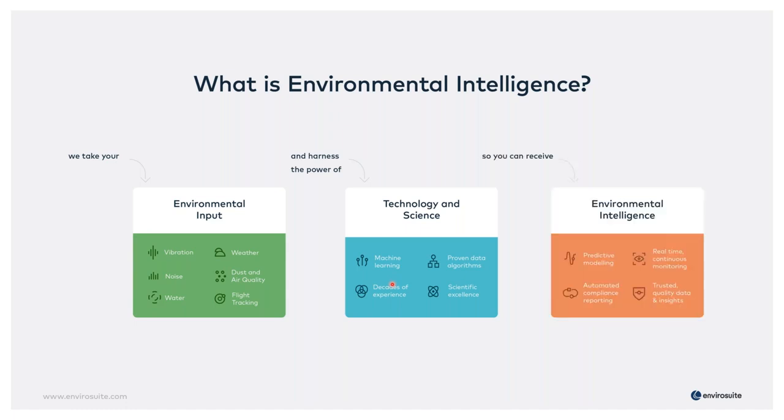And then finally, once we've got all this big data in the cloud, we use real-time continuous monitoring alongside our predictive modeling to provide you with quality data insights that you can trust in parallel with automated compliance reporting, providing you with a complete situational awareness of how your organization's operations impact the environment and also the surrounding community. And therefore, it's giving you the environmental intelligence you need to make critical operational decisions and help you optimize and grow as a business, but still at the same time managing the impact that you have on the community around you.